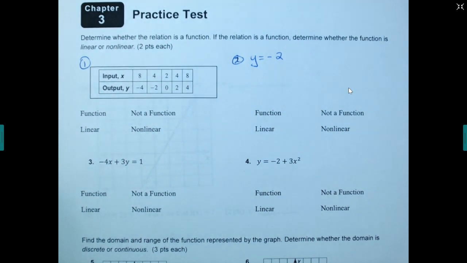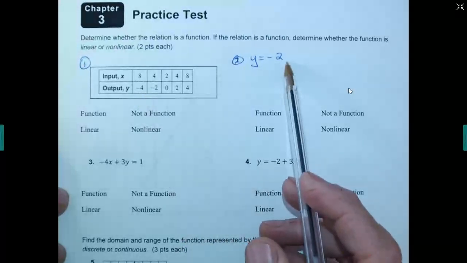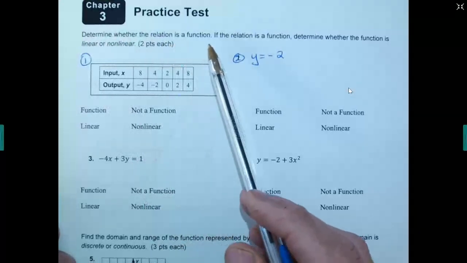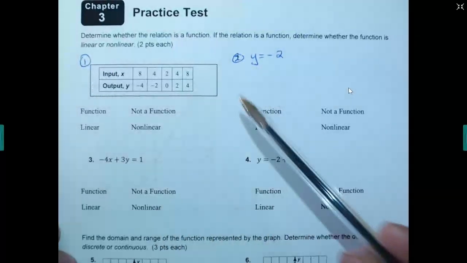This is going to be Chapter 3, Practice Test Corrections. First thing you'll notice is that this is number 1. Number 2 is actually y equals negative 2. Alright, determine whether the relation is a function. If the relation is a function, determine whether the function is linear or nonlinear.